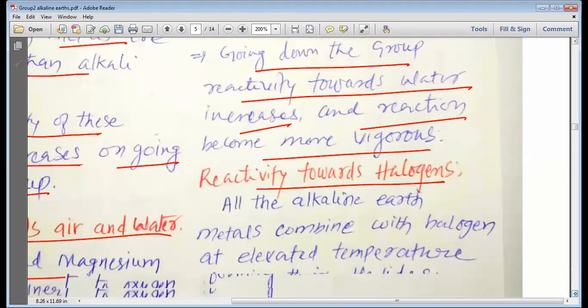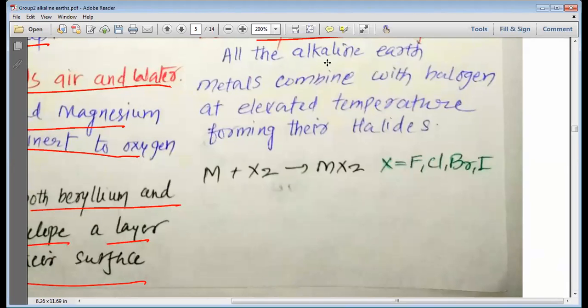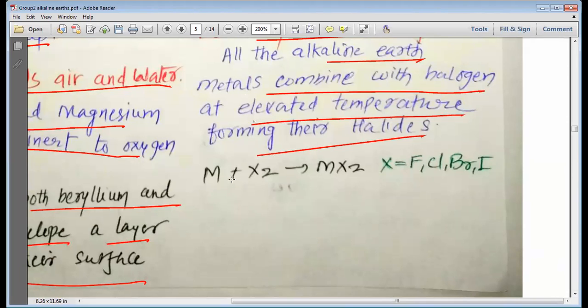Reactivity towards halogens. All the alkaline earth metals combine with halogens at elevated temperature, forming their halides. They generally form the M2+ ion. With MX2 combined, X is fluorine, chlorine, bromine or iodine, which generally form the negative 1 ion. And that is why the halides they form are of MX2 type.